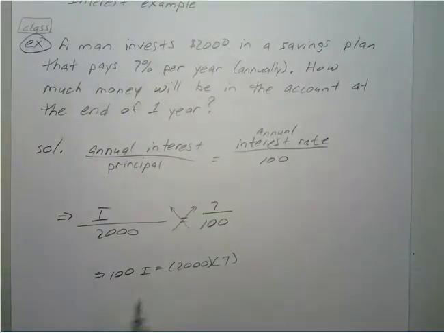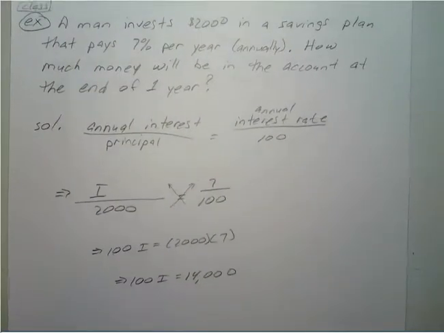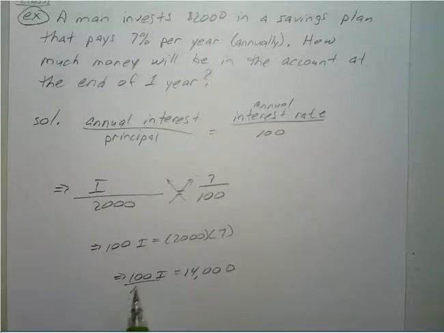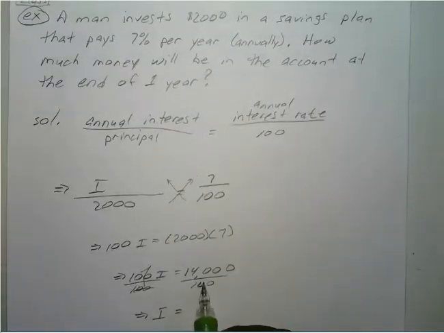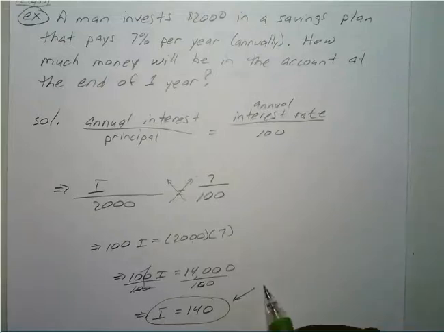So you have 100I equals 2,000 times 7, which is 14,000. If we divide both sides by 100 to isolate the variable I, I equals 14,000 divided by 100, which is 140. So that's the annual interest earned.